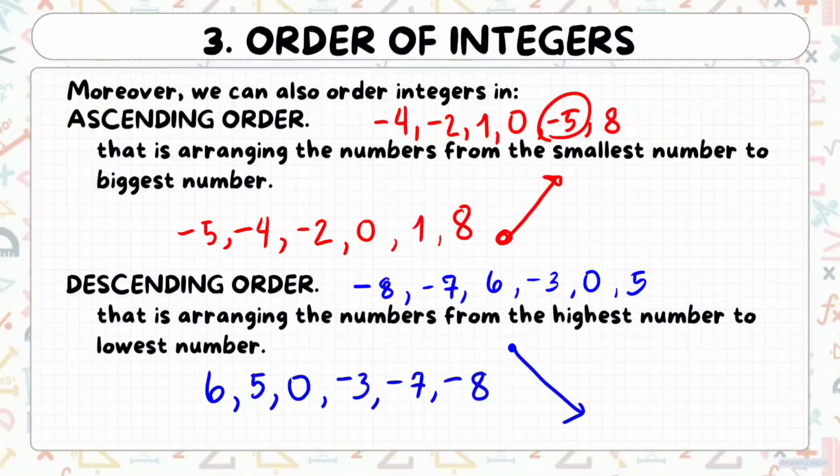Again, we have the symbols positive and negative for integers, and how to compare them using less than and more than. Now, how to arrange them in order: ascending order, going up, and descending order, going down.